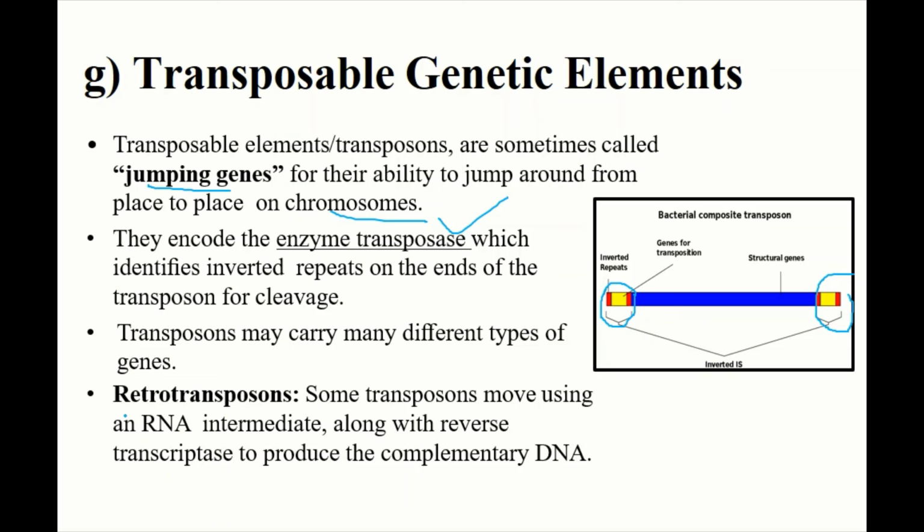We have what we call retrotransposons. Here is where we have some transposons moving using what we call an RNA intermediate, so that they will first be converted into a complementary DNA by the use of reverse transcriptase, and thereafter be moved to a different section randomly.